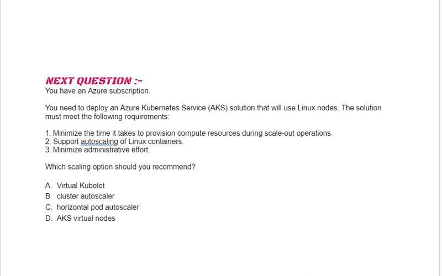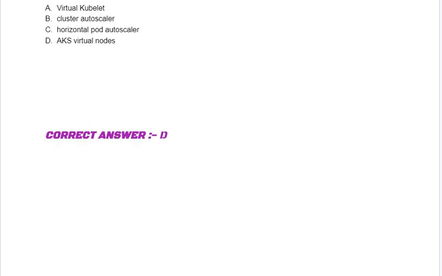Option A, virtual kubelet. Option B, cluster autoscaler. Option C, horizontal pod autoscaler. Option D, AKS virtual nodes. Correct answer is option D.